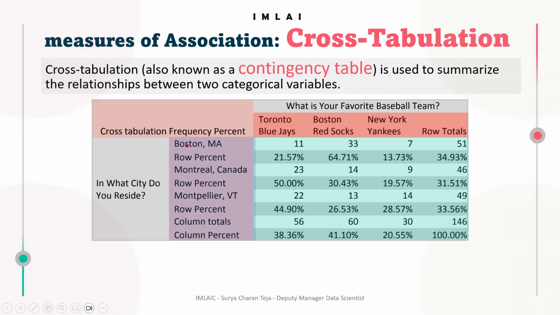frequency of the combination of city Boston and Toronto Blue Jays is 11, and the frequency of the combination of Boston City and Boston Red Sox is 33. Of course, they hail from Boston, so that's the reason they have liked it. Maybe that's possible. When it comes to Boston City and the New York Yankees, it is just 7. So we cannot say perfectly, but that's all.